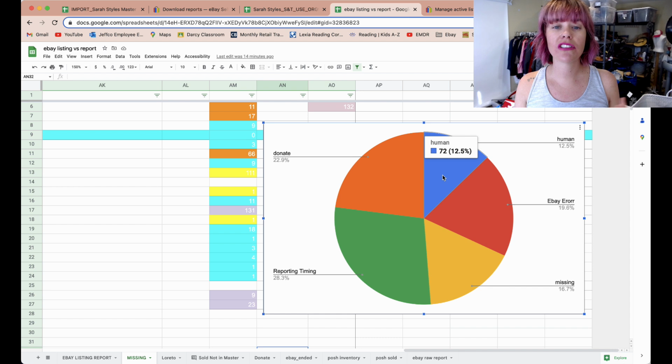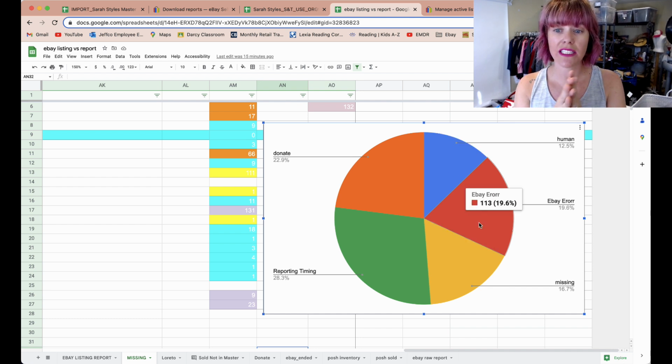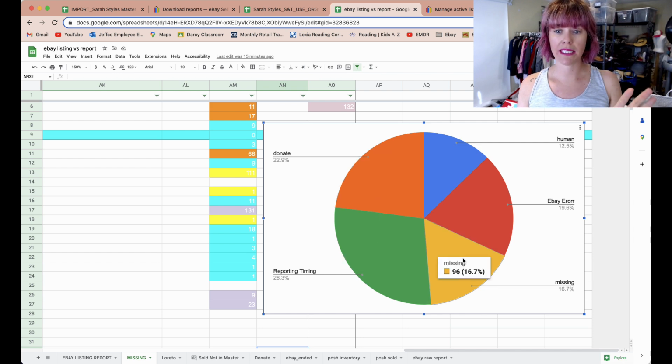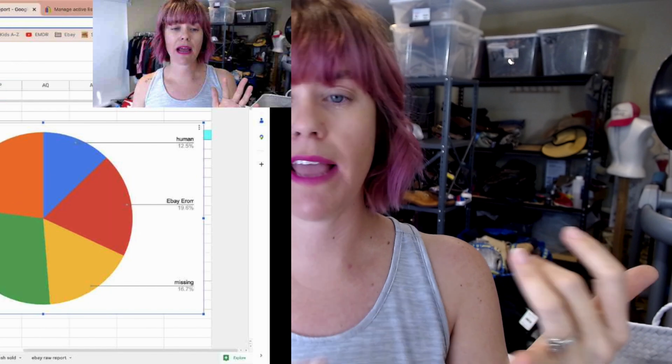So human error, just certain issues like that, things got typed in wrong and didn't link up correctly between the two. And then I have eBay error. So this is 19%. These are things that I have listed. Once I figured out all of these different places, I had about 200 items that I was like, okay, they haven't ended. They're not my fault. They're not donated. I don't know what's going on with these.